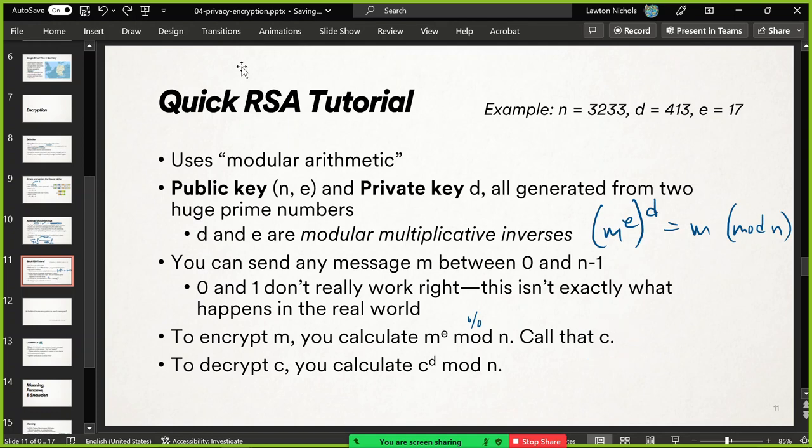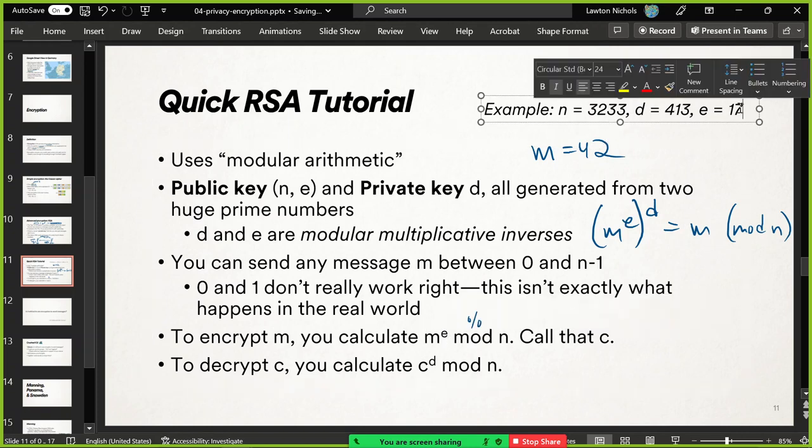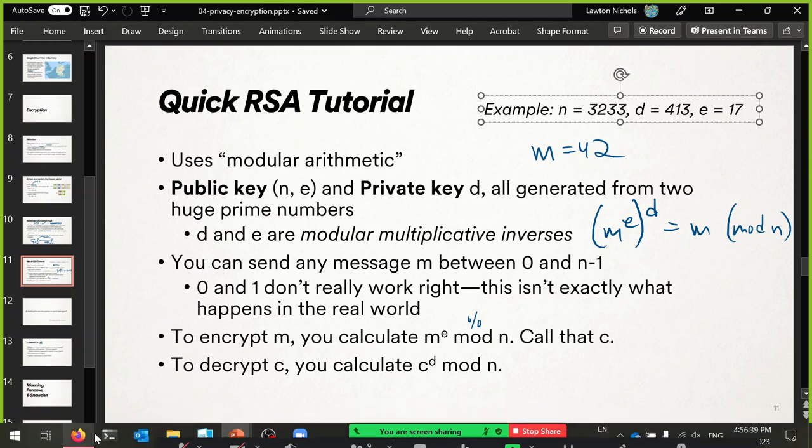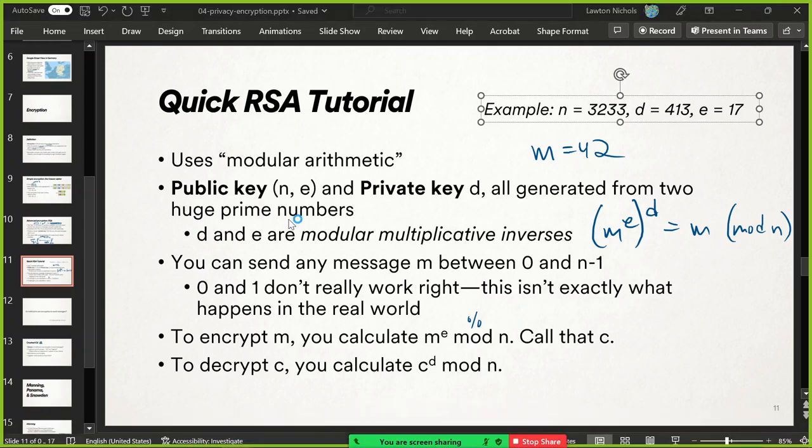And so here's my example message. Let's say that my message is the number 42. I want to send that securely to somebody, right? So what I'll do is I'll take that message and take it to the power of my public key's E part. So 42 to the power of 17. Let me calculate that for you really quick.